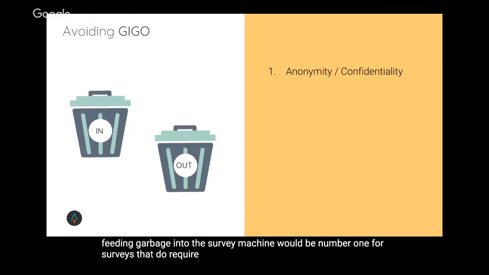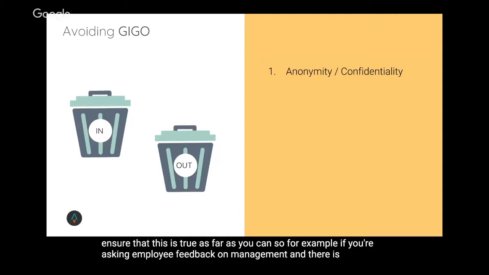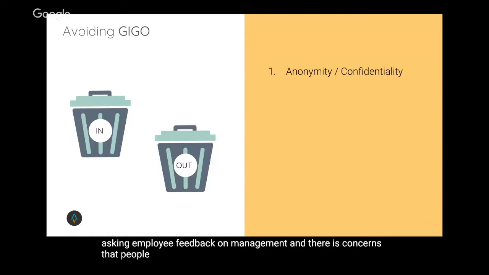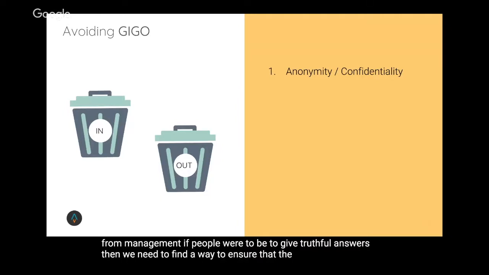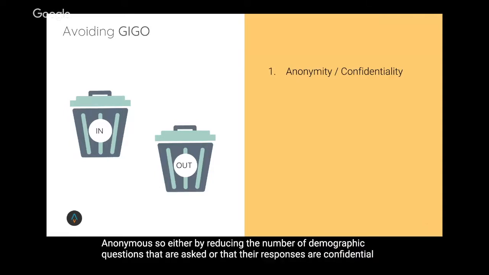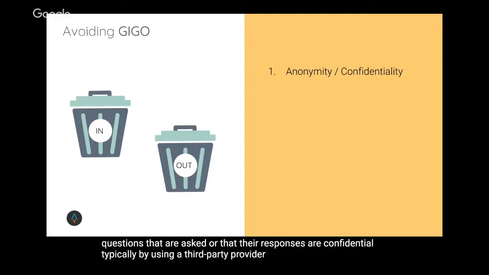For surveys that do require anonymity or confidentiality, you'd want to ensure that this is true as far as you can. So, for example, if you're asking employee feedback on management and there are concerns that people might get marked or there might be some reprisals from management if people were to give truthful answers, then we need to find a way to ensure that their responses are anonymous. So either by reducing the number of demographic questions that are asked, or that the responses are confidential, typically by using a third-party provider like EngageRocket.